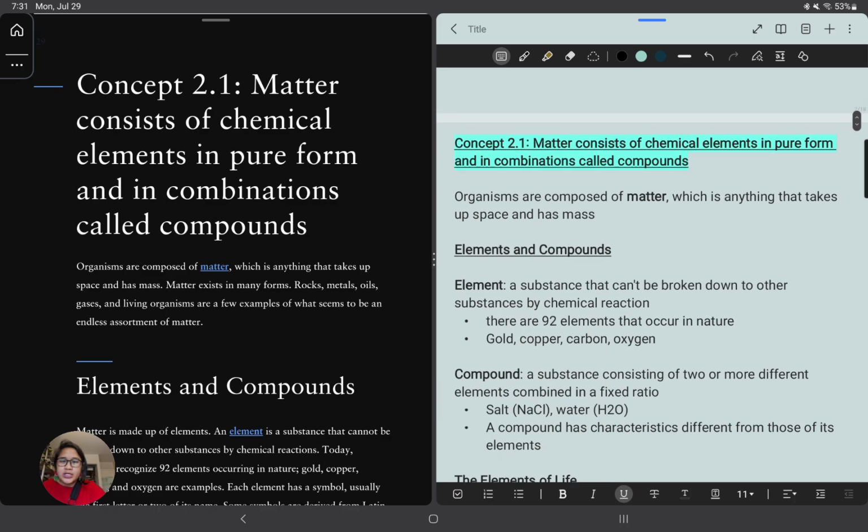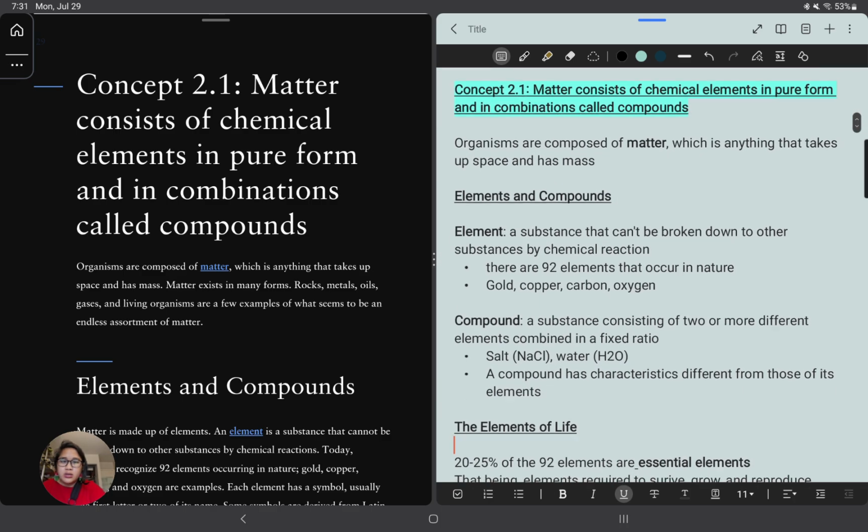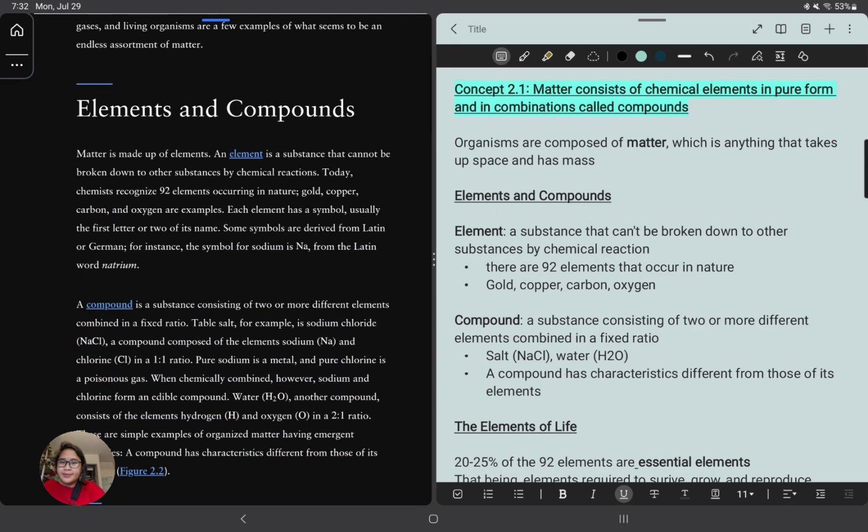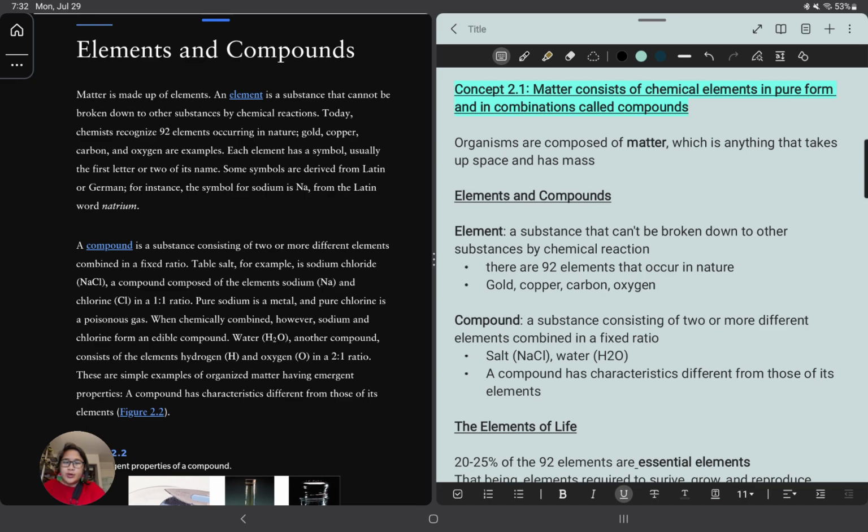So let's get started with concept 2.1. Okay. Concept 2.1. Matter consists of chemical elements in pure form and in combinations called compounds. Organisms are composed of matter, which is anything that takes up space and has mass. Matter exists in many forms. Rocks, metals, oils, gases, and living organisms are a few examples of what seems to be an endless assortment of matter. So I wrote organisms are composed of matter, which is anything that takes up space and has mass.